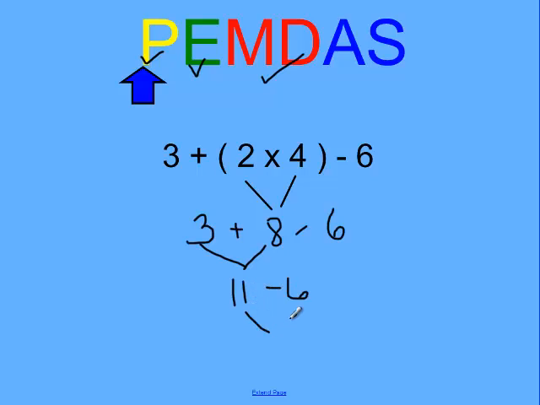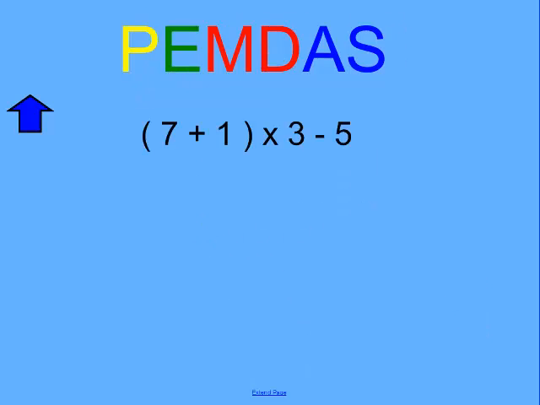Hey, 11 minus 6. What is 11 minus 6? Please rewrite when you have double digits. It's easy to make a mistake. 11 minus 6, we know is 5. So the answer to this problem is 5. I love this stuff. Okay.